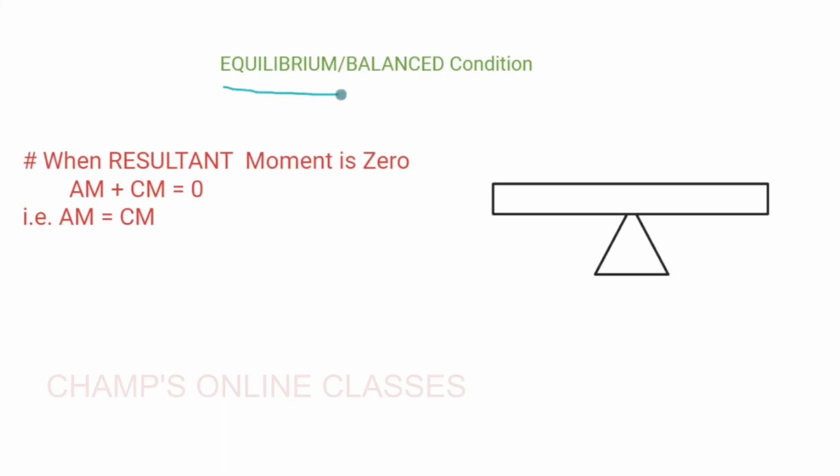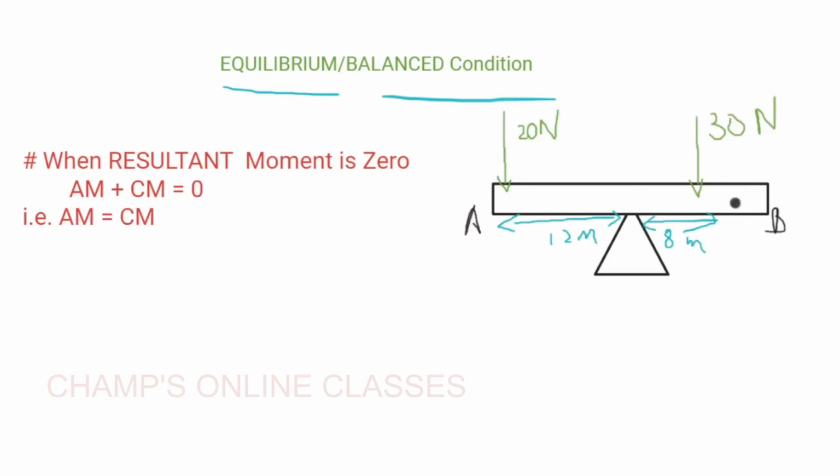Now, what do we mean by equilibrium or balance condition? It means that there is no change. How will there be no change when a force is applied? We can say when the anti-clockwise moment is equal to the clockwise moment, there will be no change. This beam will remain horizontal if both the moments are equal, as they will try to cancel each other. Their sum will be zero, or we can say they'll be equal.